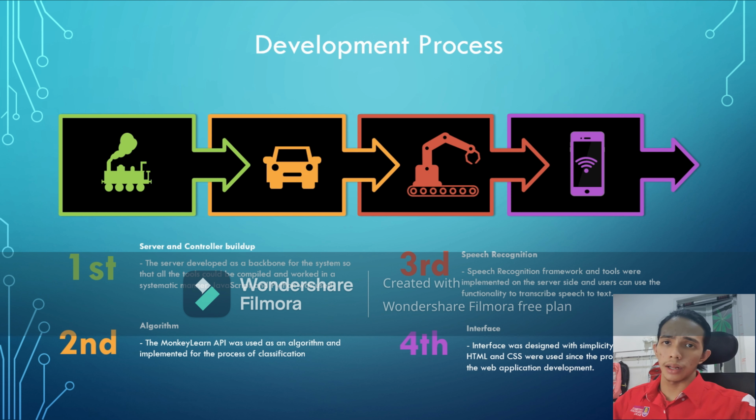The second one is the algorithm. The algorithm is implemented into the system for the process of classification, and the third one is speech recognition.